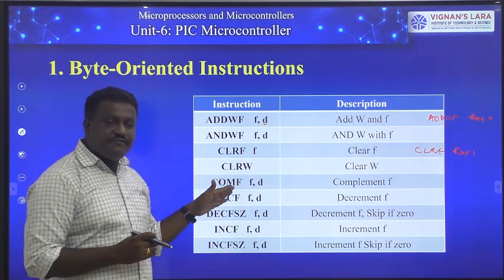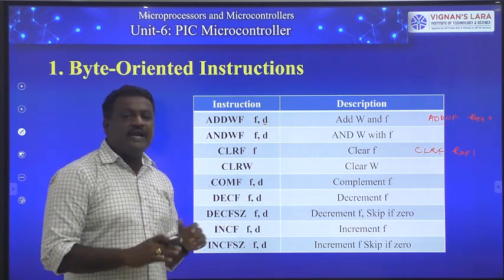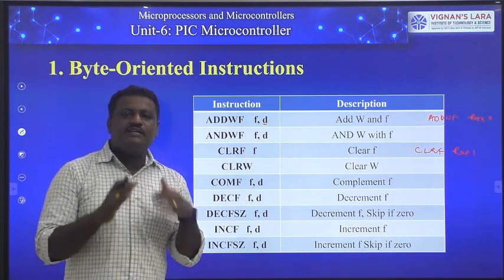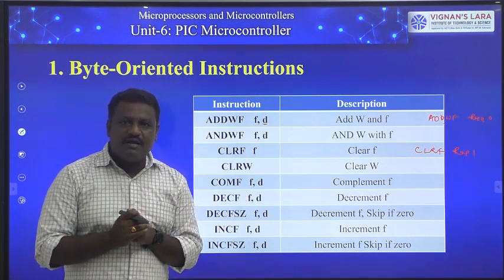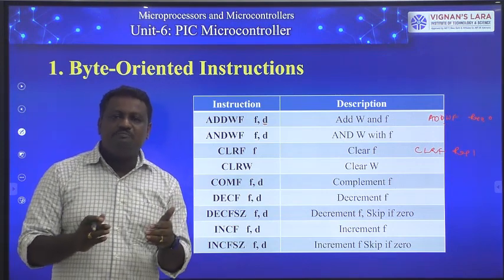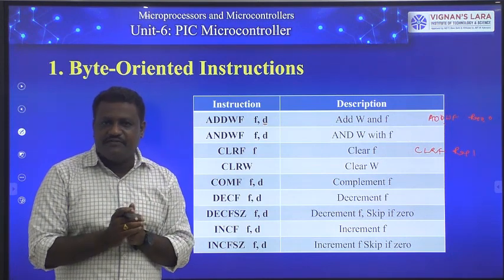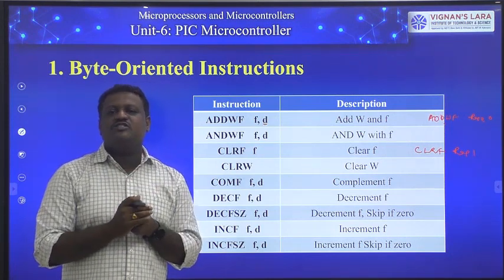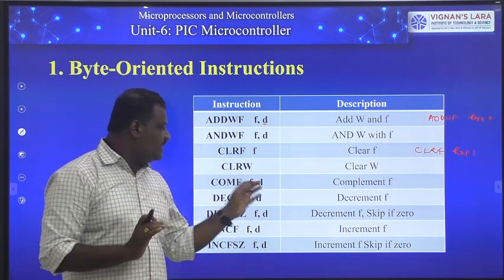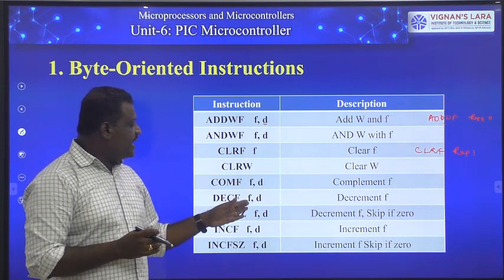Next, COMF F comma D. That means it complements the file register content. Here complement means one's complement. After complementation, the result we get at the output is either stored in the same file register F itself or in working register W, based on the D value.